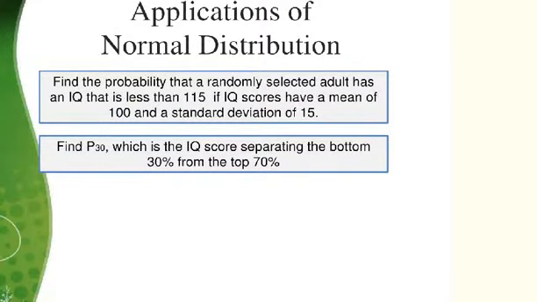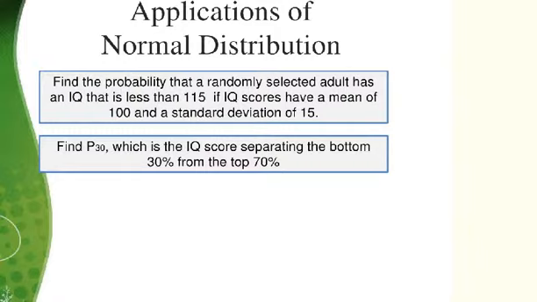Find the probability that a randomly selected adult has an IQ that is less than 115, assuming that IQ scores have a mean of 100 and a standard deviation of 15, and are normally distributed. Then we'll find P30, which is the IQ score separating the bottom 30% from the top 70%. This goes back to the discussion about percentiles that we had in the previous chapters.